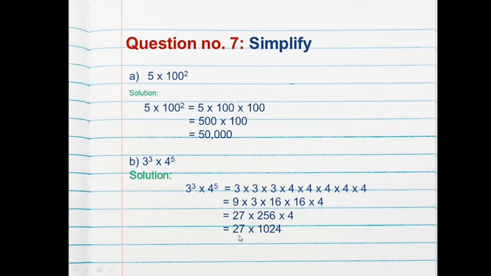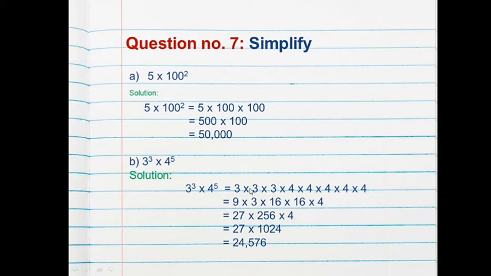Now multiply 27 with 1024, so we will get here 24,576. So this is how we have to simplify a given number, and we have to find out the value. Given number means we have to simplify this exponential form, and we will get the number after simplifying.